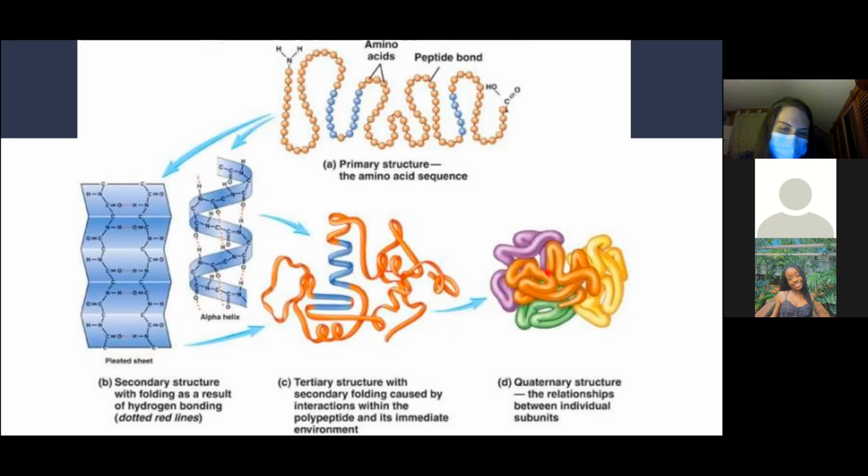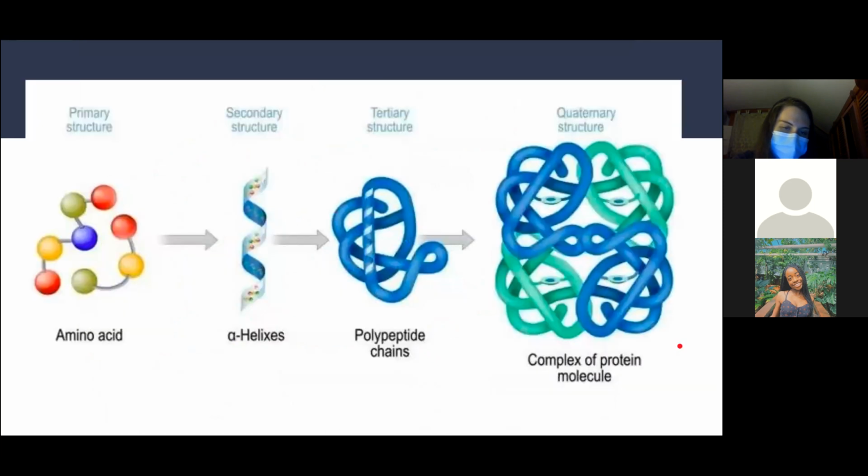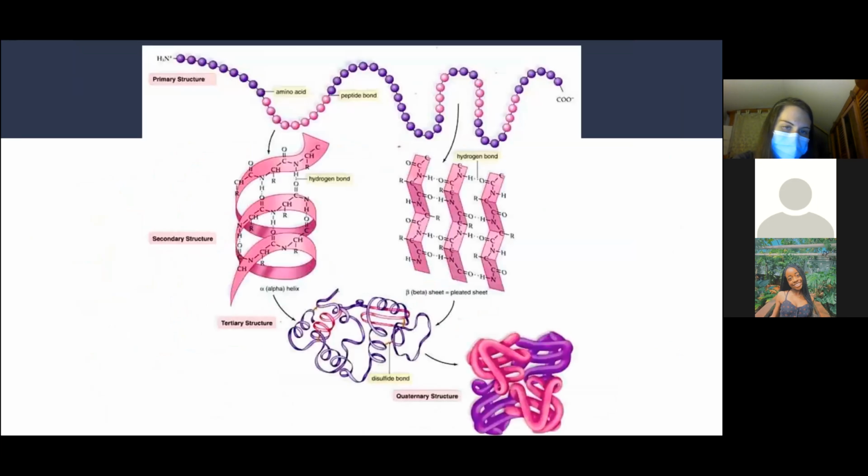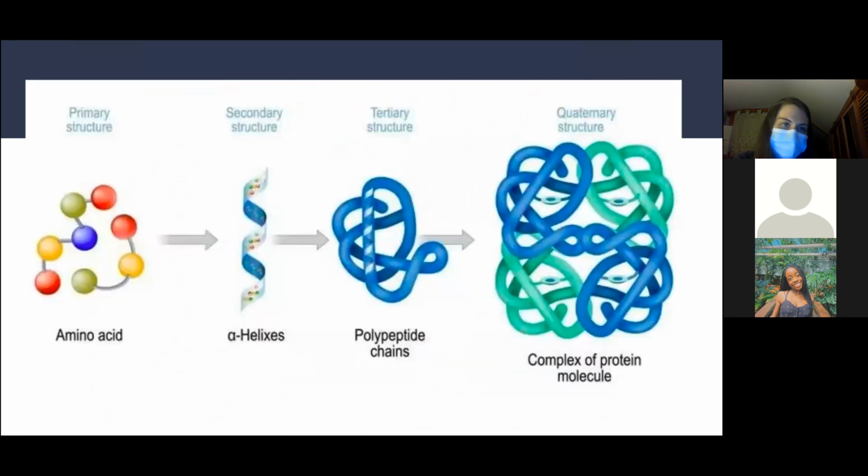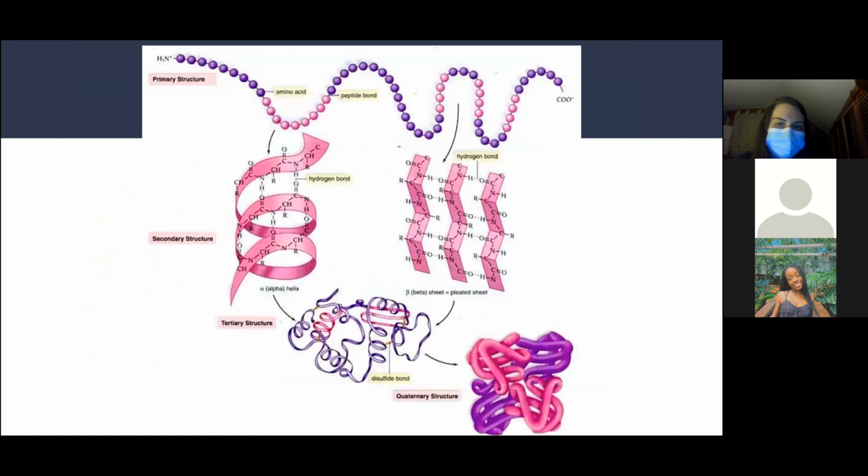And then when you have two or more polypeptide chains, you get the quaternary structure. So it's just like I explained before. I'm a very visual person, so I like to include lots of diagrams in here. You guys are always welcome to go back and look at these. It's pretty much the same idea, shown in pictures.